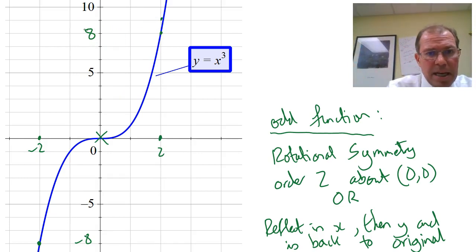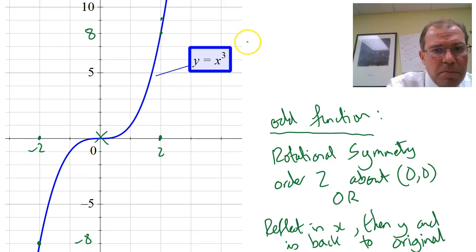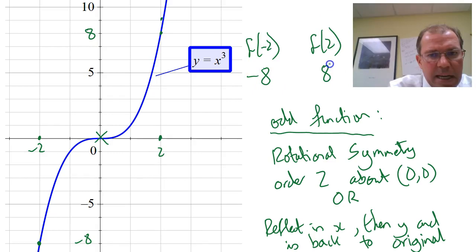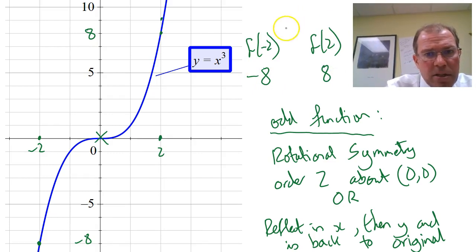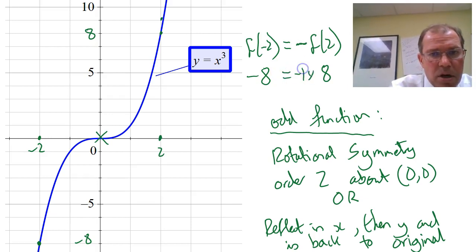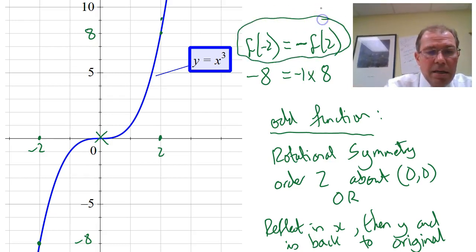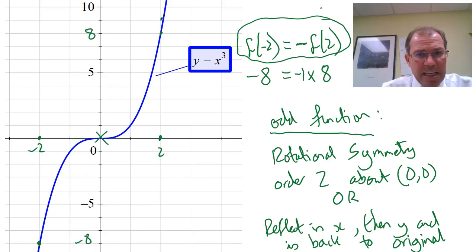So what we can see is that f of -2 is similar to f of 2, but a difference in sign, because f of -2 is -8, f of 2 is 8, so we can see that f of -2 is the negative of f of 2, because -8 equals -1 times 8. So that's our result there for an odd function. The f of a negative value is the same as negative of f of the positive value. So we can generalize that.